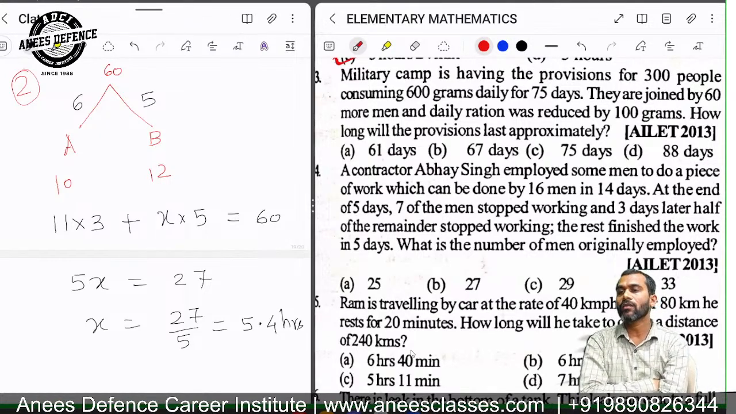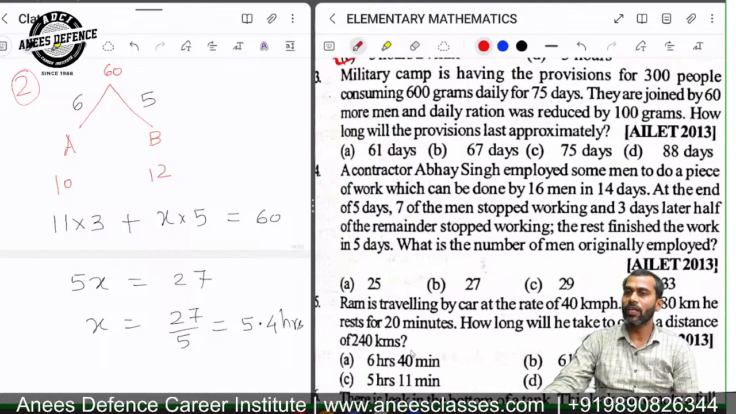A military camp has provisions for 300 people consuming 600 grams daily for 75 days. They are joined by 60 more men, and the daily ration was reduced by 100 grams. How long will the provisions last approximately? It is similar to question number 1. Yes or no?